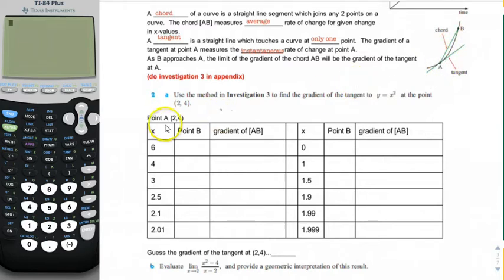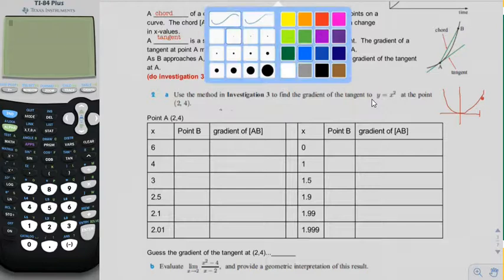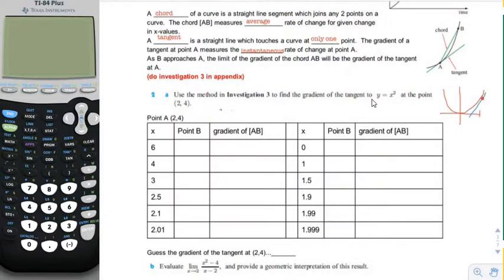Okay, so here we have y equals x squared, which is your basic parabola. And we're going to consider the point (2, 4), which is, let's say, right there. And we want to know what the gradient of the tangent at (2, 4) is. Now we can draw the tangent or sketch it pretty easily. It looks kind of like that, right? And our question is, what is the gradient at that point?